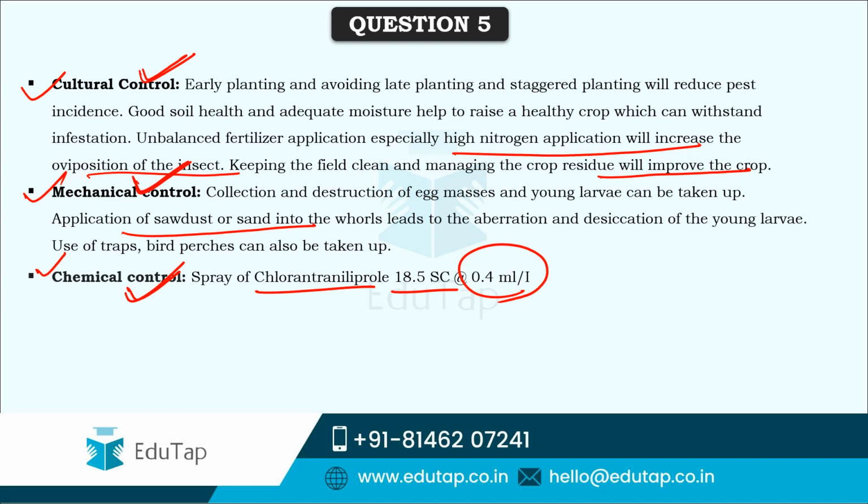Mechanical control we have already taken up: collection and destruction of egg masses and young larvae, and application of sawdust or sand. Chemical, that also we have done. Biological, that also we have done. So whenever there is any insect pest that is attacking, these are the major control measures that need to be taken up.